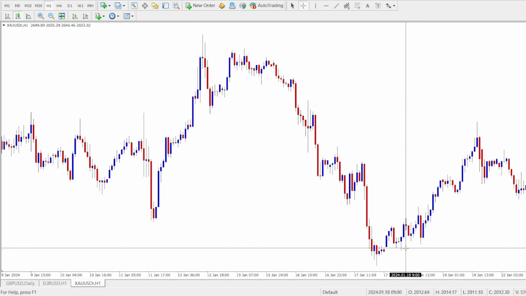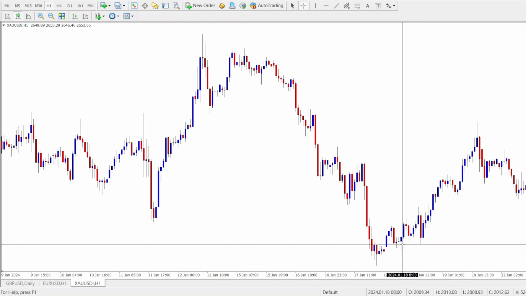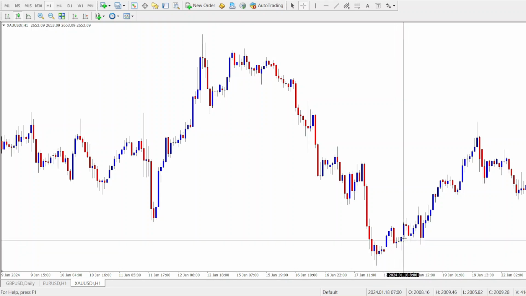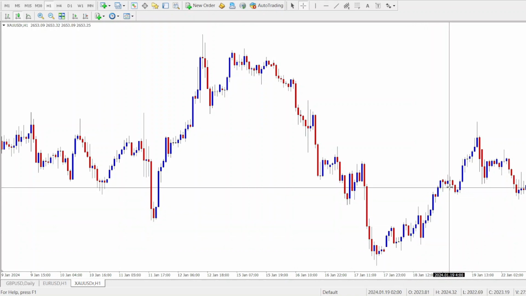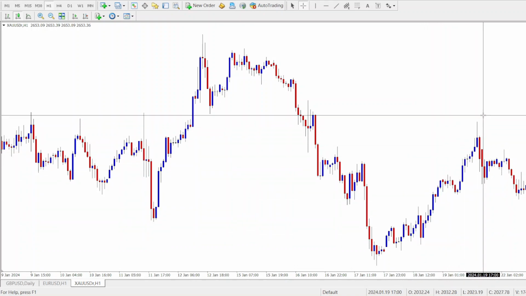So you can see that we have a hammer formed here. Okay, it signals that buyers stepped in after a sell-off. It indicates strong rejection at lower prices, suggesting a potential reversal. Now we can see that not long after the hammer formed, the price actually went up.